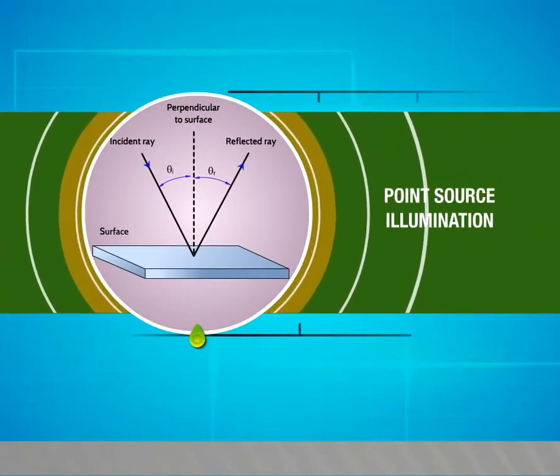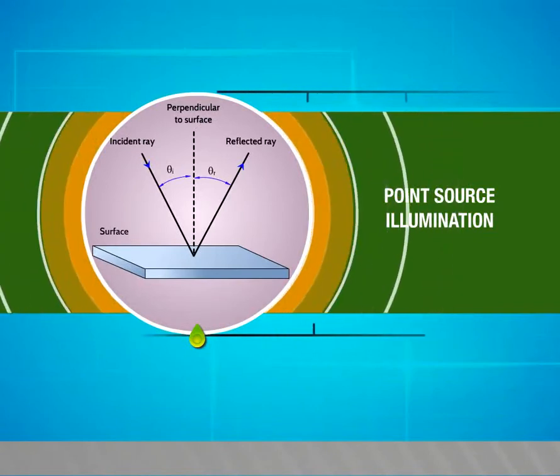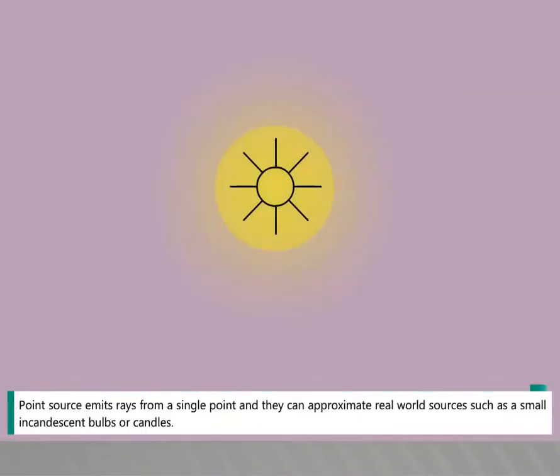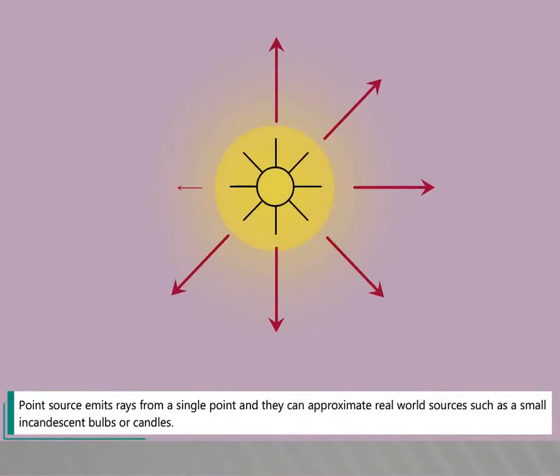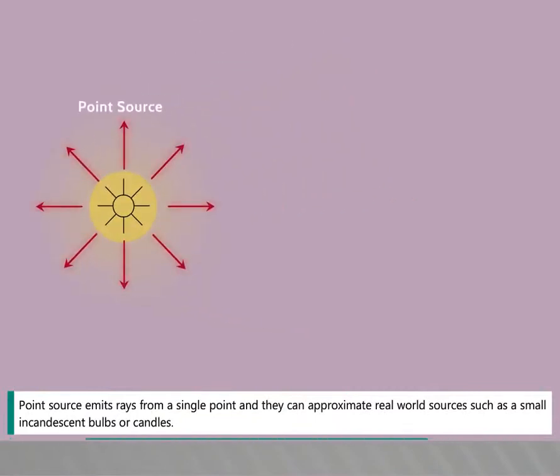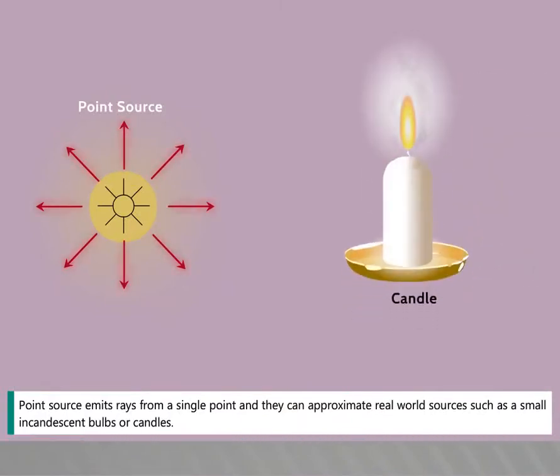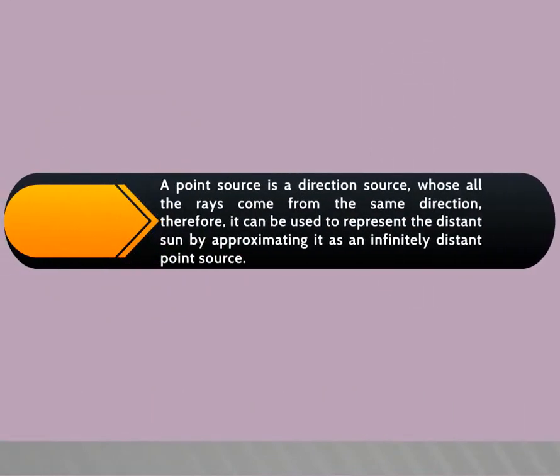Point source illumination. In this video, we are going to see about point source illumination. A point source emits rays from a single point and can approximate real-world sources such as small incandescent bulbs or candles. A point source is a directional source whose rays all come from the same direction. Therefore, it can be used to represent the distant sun by approximating it as an infinitely distant point source.